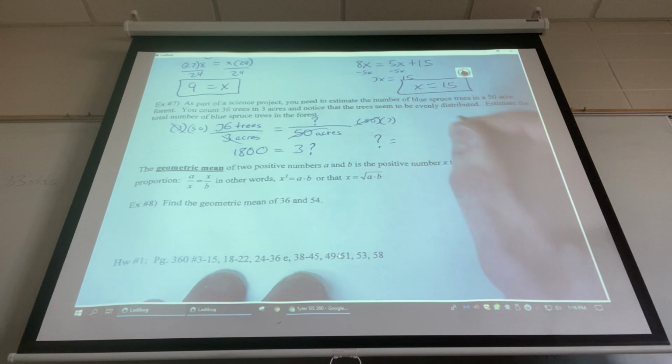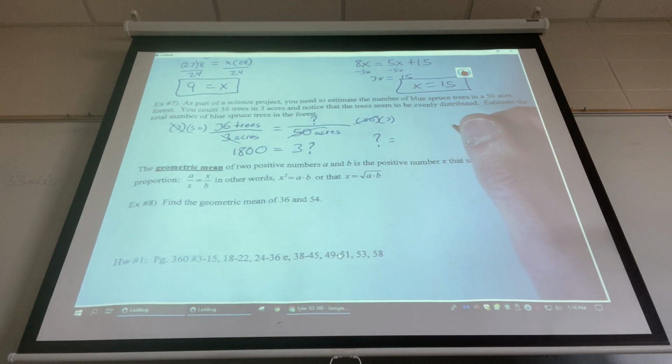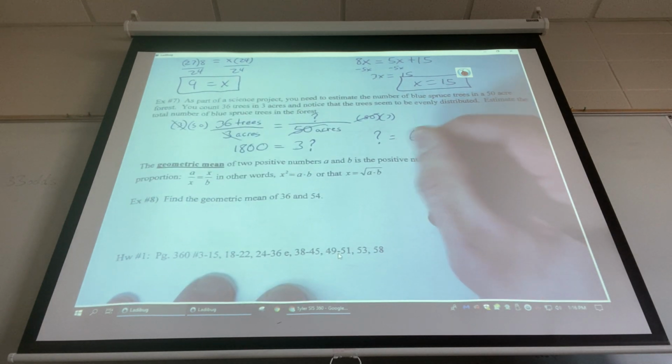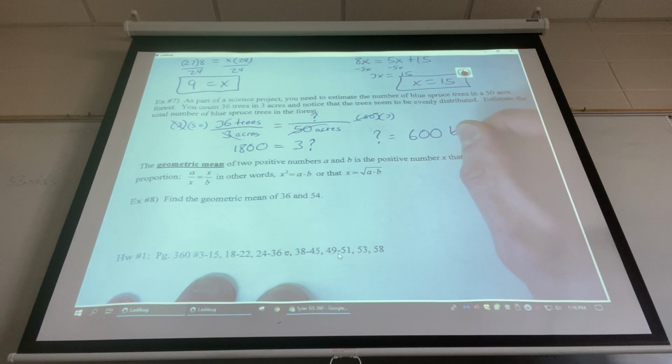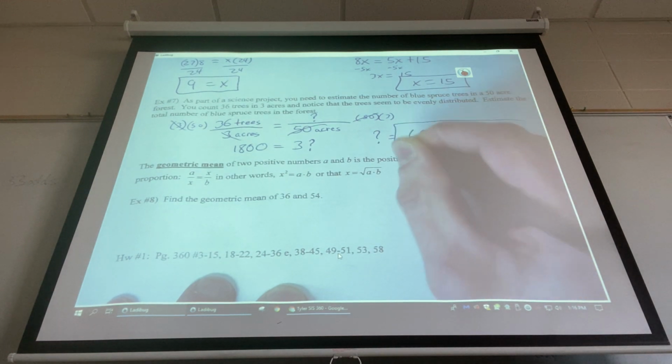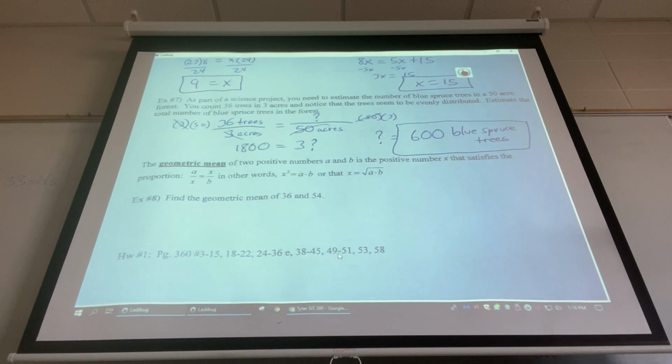You said 600? Does everybody agree with Caleb? Yeah, 600. 600 blue spruce trees. That sounds like a very interesting tree. Kinda does. 600 blue Dr. Seuss type trees. What do you guys think? Still good? Yeah, still good.